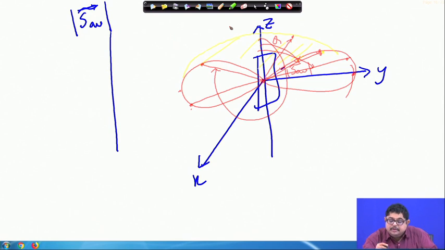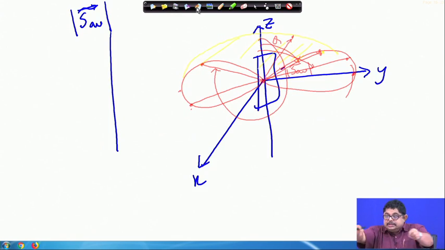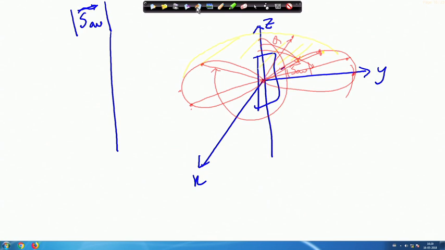Also, if we look at this expression, S average does not have any variation with phi. That means that along the azimuthal direction there is no variation. So, that is why it is uniform. This shape is called a doughnut shape. So, if you revolve it 360 degrees you get a doughnut shape, but it is difficult to visualize.